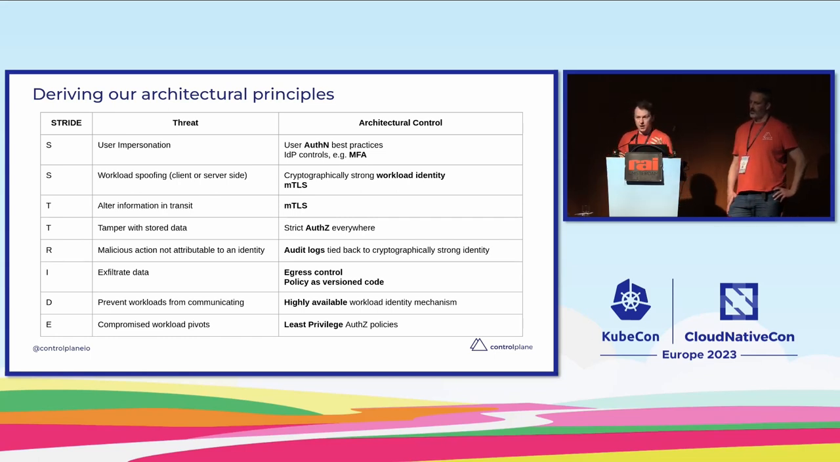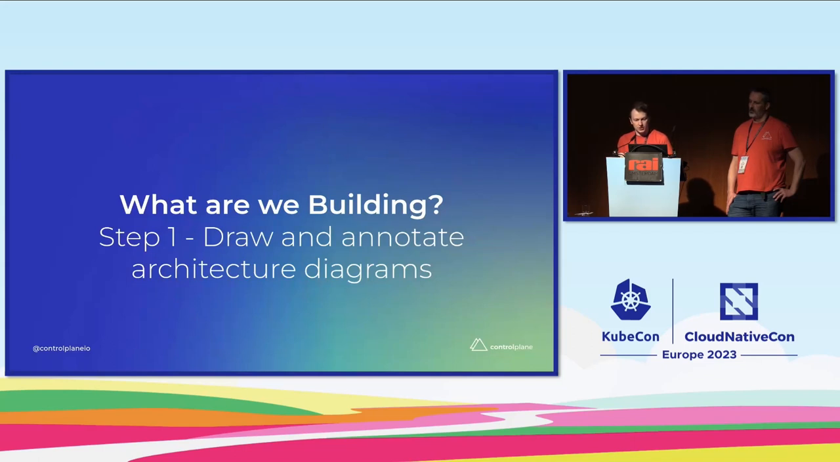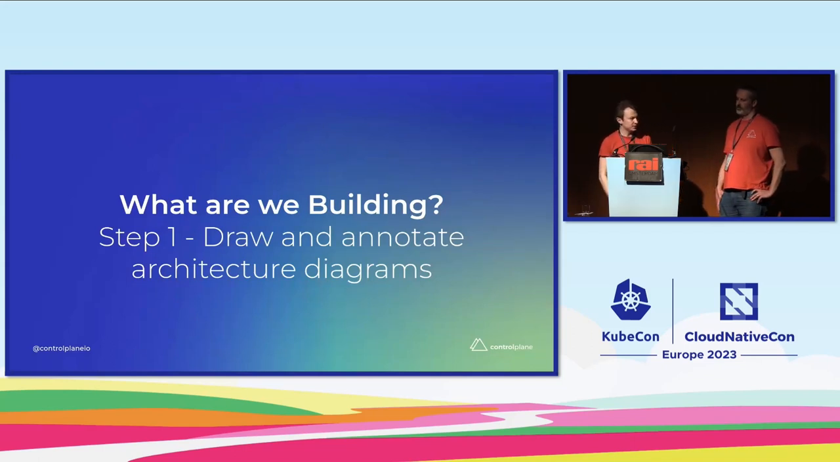And finally, a compromised workload could pivot. So workload one may not be able to hit a specific endpoint, and least privilege authorization policies, again, are the way to enact this. So now we've got our high-level principles. It's over to Rick to build an architecture.